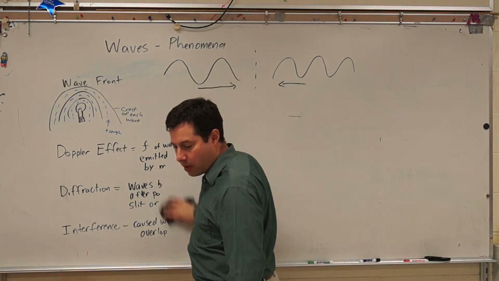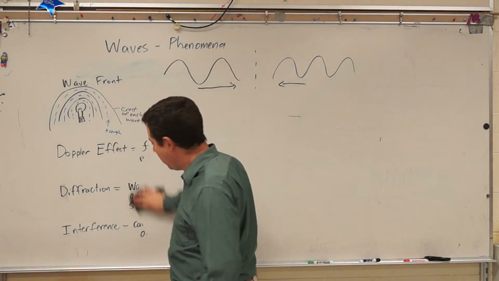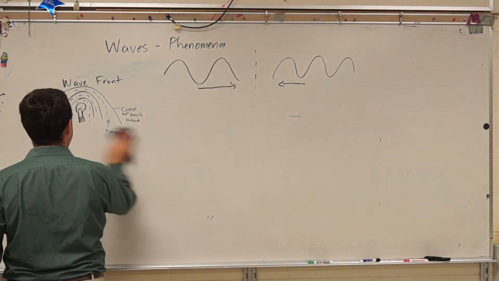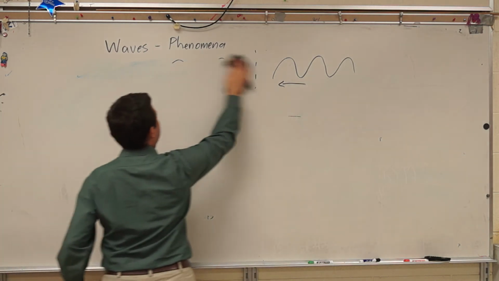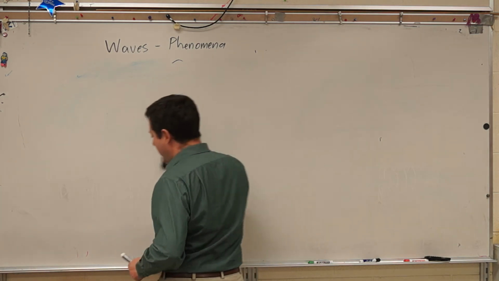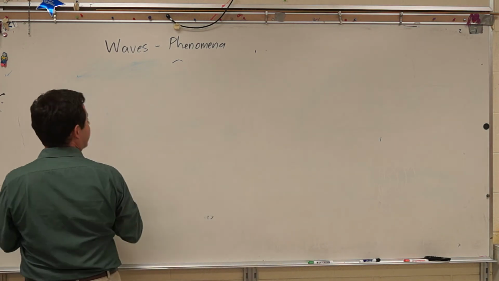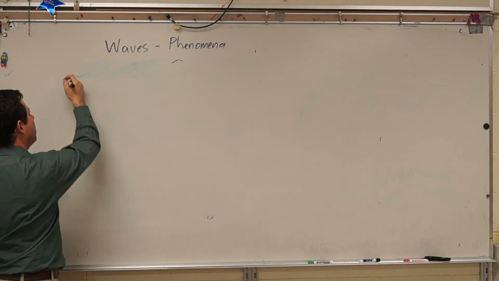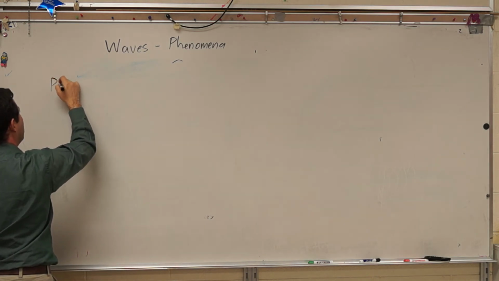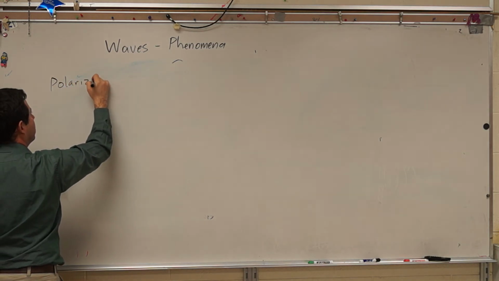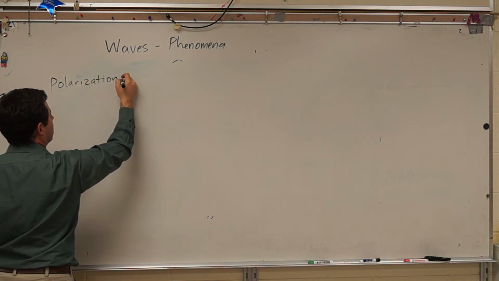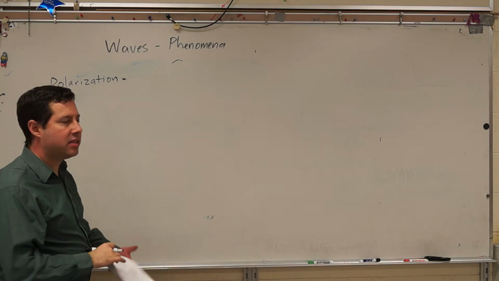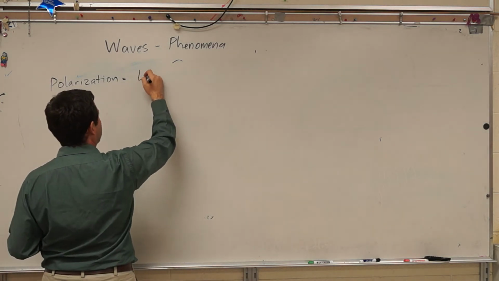So the next term I want to introduce is polarization. And polarization gets at the fact that light has a certain kind of orientation or way in which it vibrates. Polarization. And this is for light waves only.